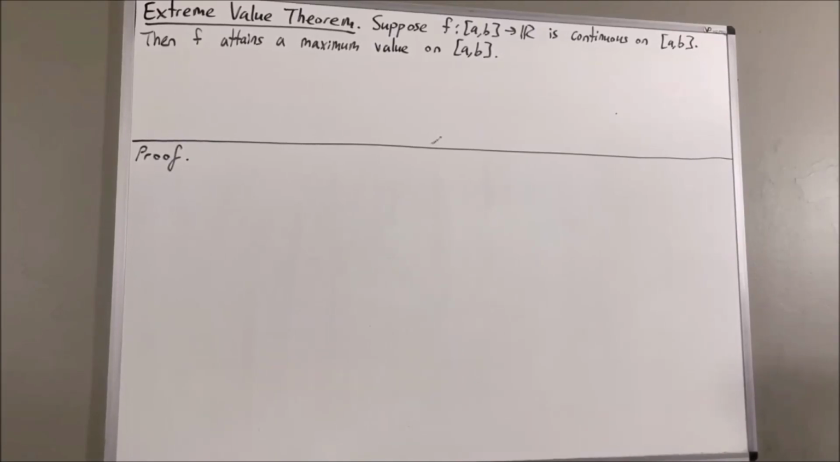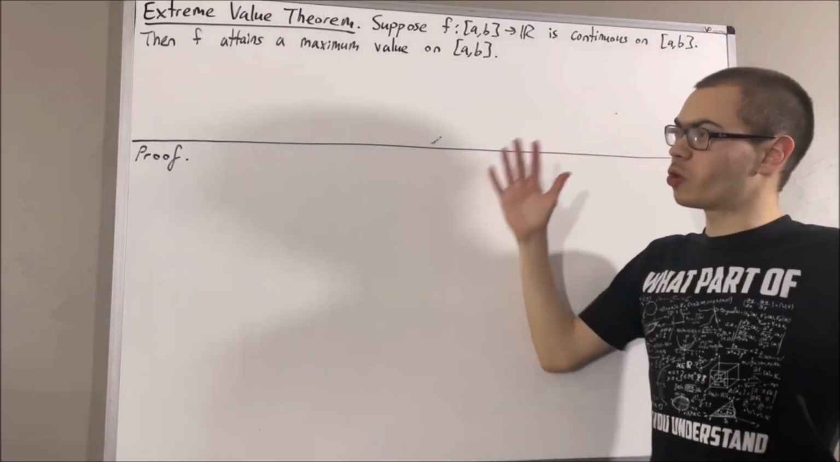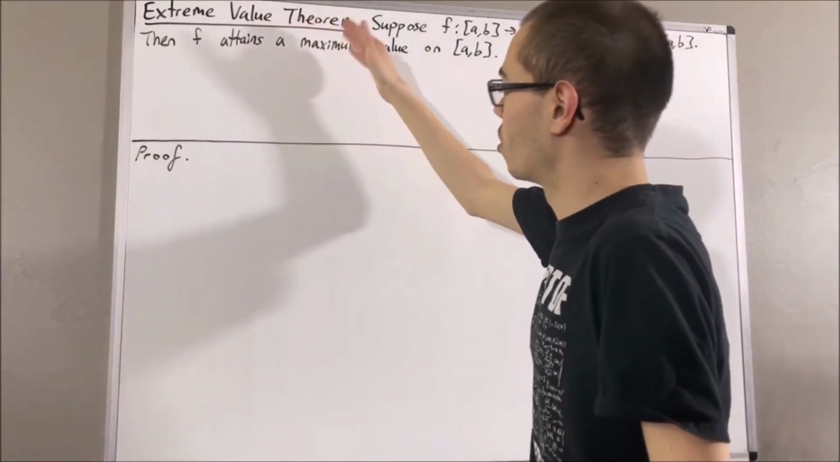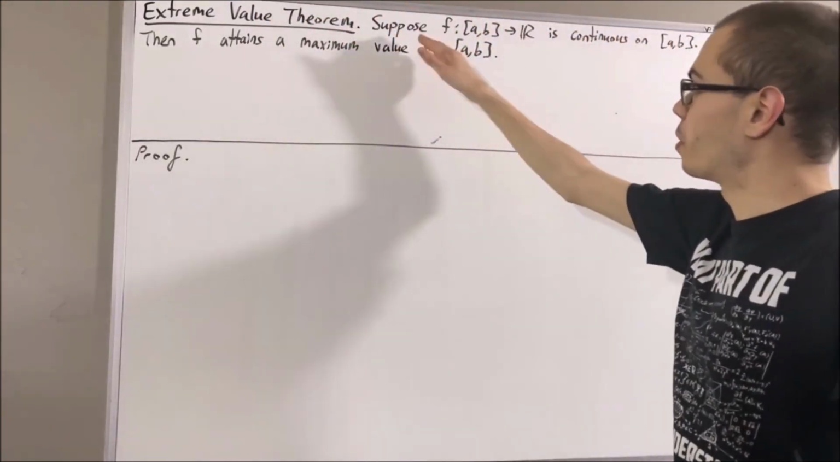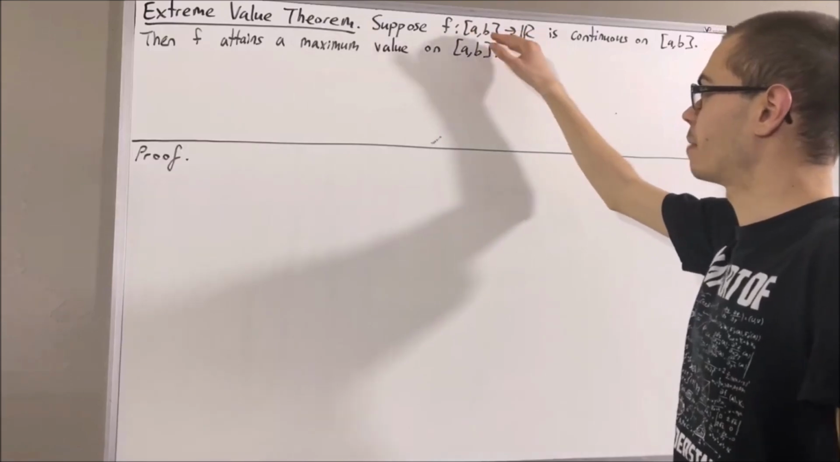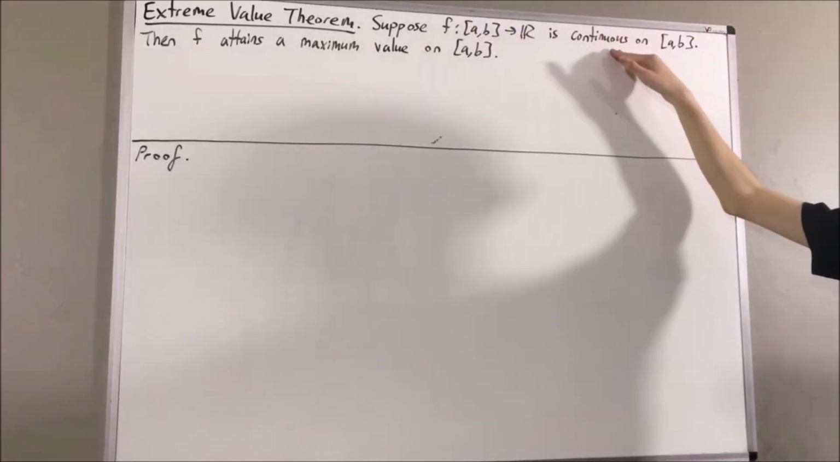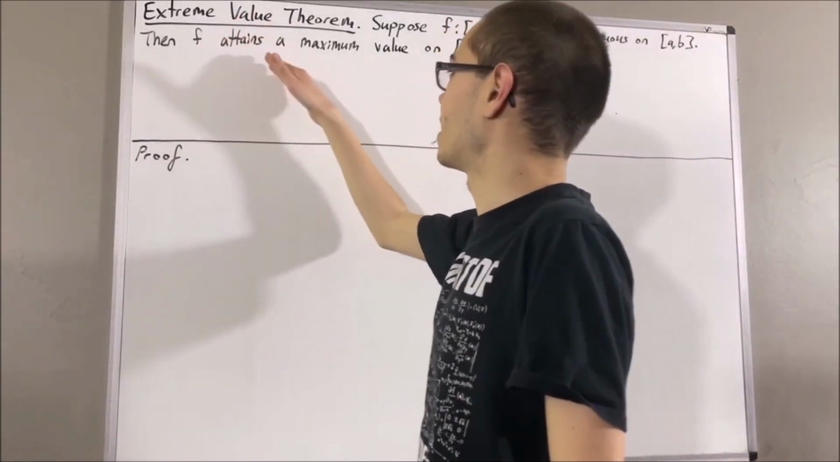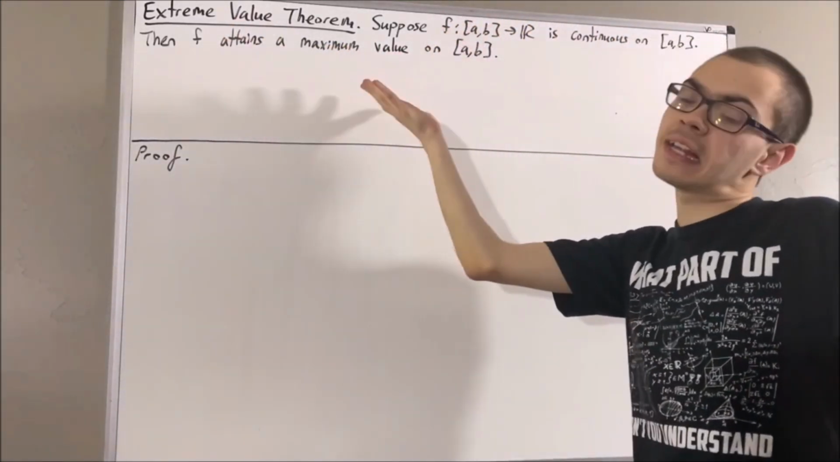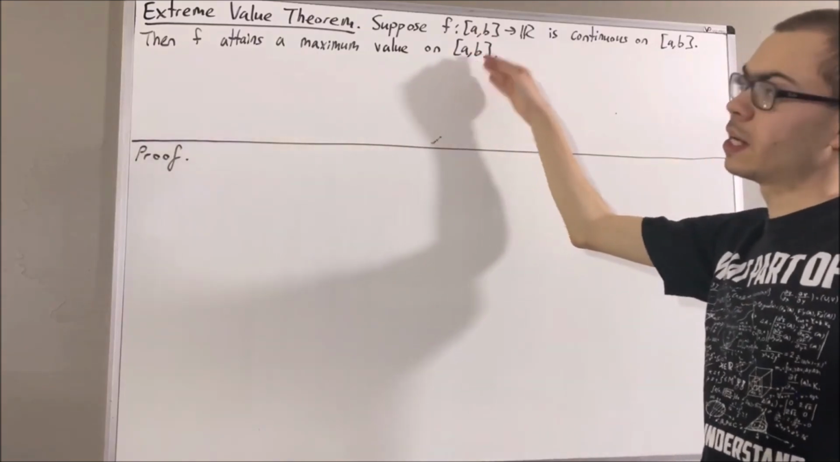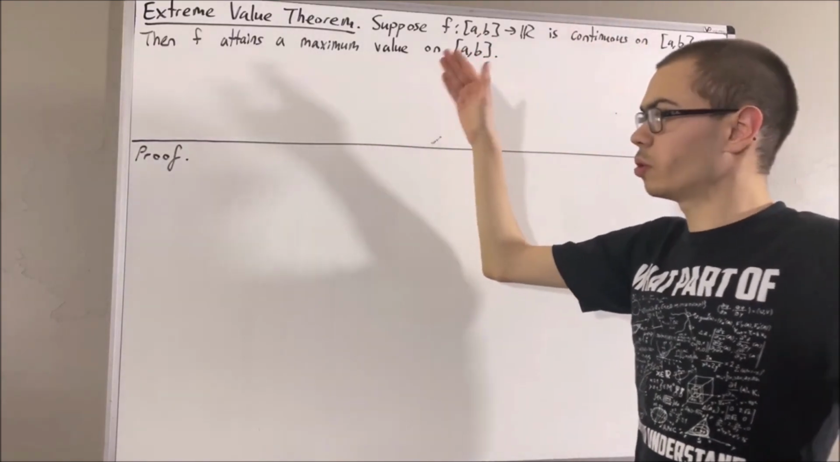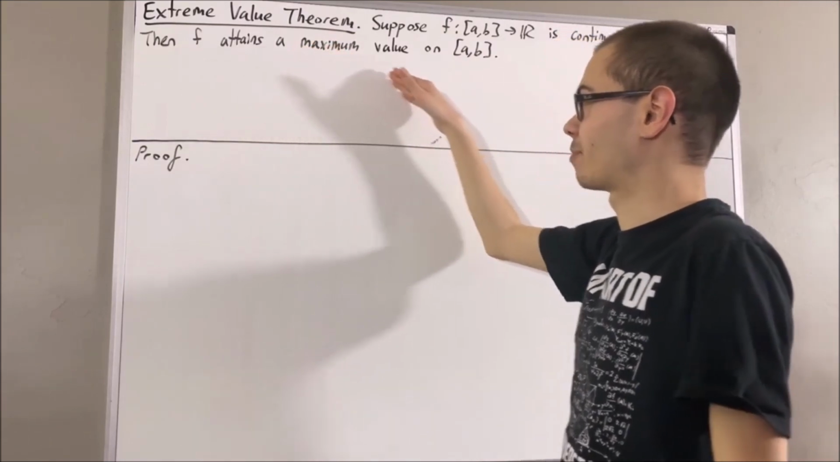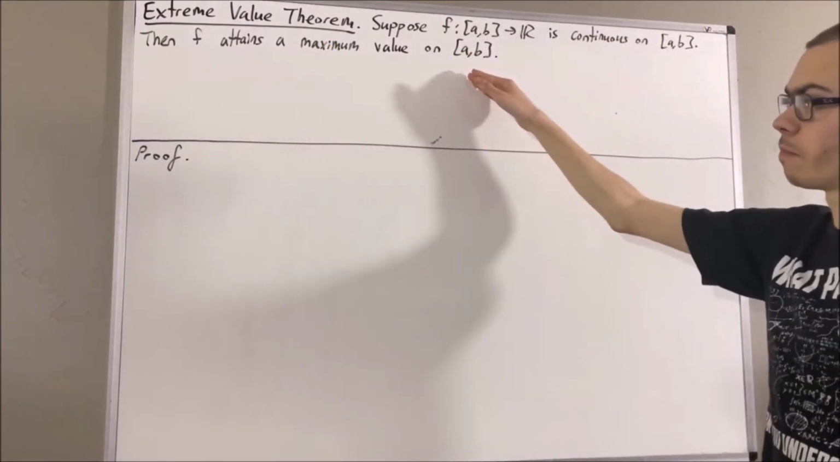Hello! In this video, we are going to prove the extreme value theorem, which says the following. Suppose f is a function from the closed interval [a, b] to R, and f is continuous on [a, b]. Then, f attains a maximum value and a minimum value on [a, b]. Now in this video, we are only going to show that f attains a maximum value on [a, b].